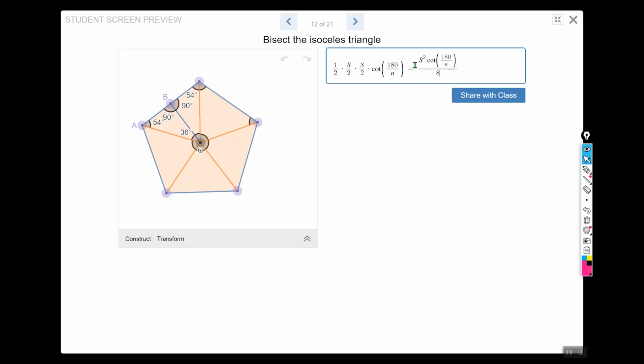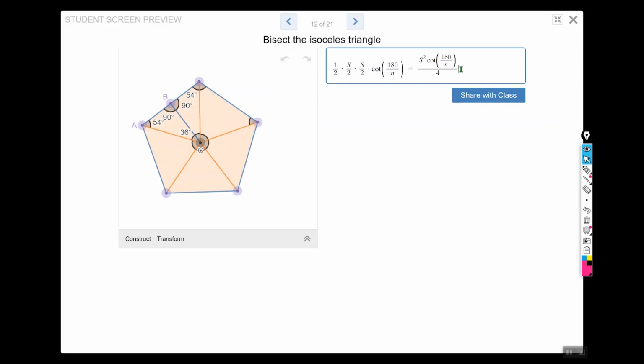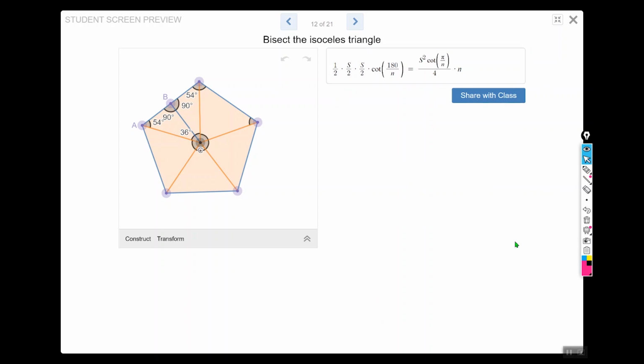The area of one of our larger triangles is simply double this area. Multiplying this by 2, we can now pull the 2 out of both the numerator and the denominator, giving us S squared cotangent of 180 over n degrees divided by 4. This is the area of one of our inner triangles. Remember that for any n-gon, we simply have to multiply this area by n to find the area of our polygon. Multiplying this by n, this is our final formula for the area of a regular polygon. I'd like to rewrite this in terms of radians. Simply replace the 180 degrees with pi radians. This will make it easier for us to solve our problem.